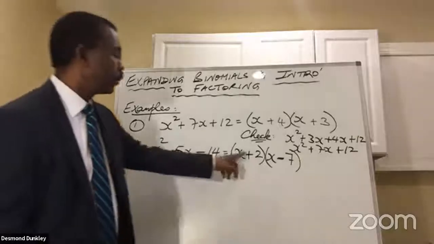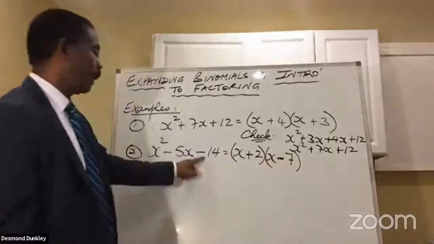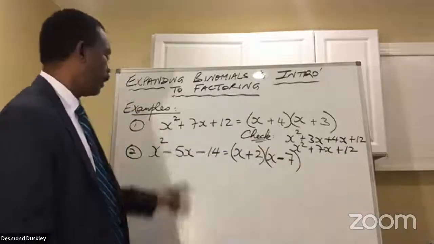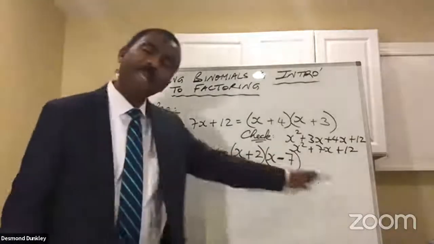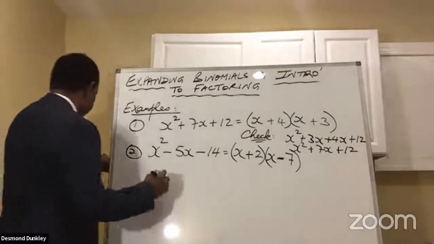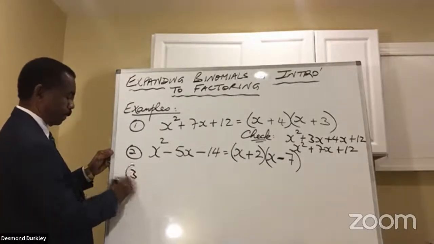Let's check. 2 times negative 7, negative 14. 2 plus negative 7, negative 5. If you expand this, I promise you, this is what you will get. Okay. Number 3.